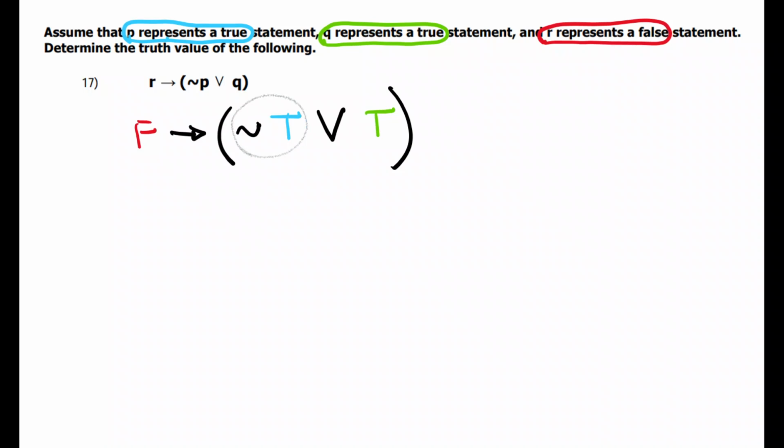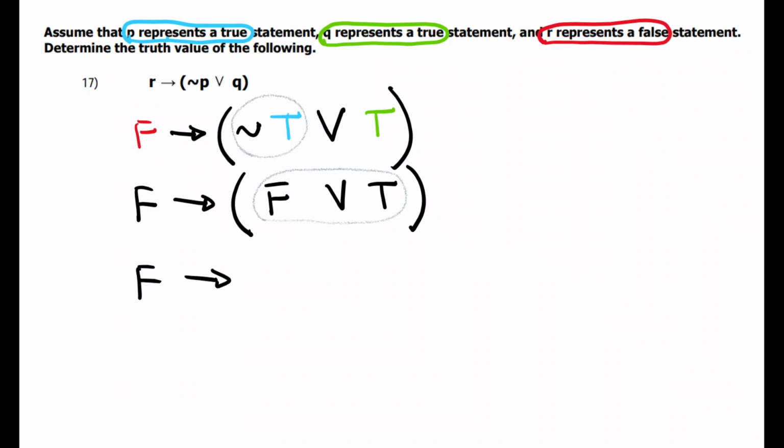Okay, we're going to start in the parentheses, and we're going to start with this guy. So if F, then if you negate the T, that is going to become a false. Next, I'm going to do this to finish up what's in the parentheses. So if F, then if you take false or true, that will be a true. And now we're down to our last calculation, which is if false, then true. If false, then true. That is always a true.